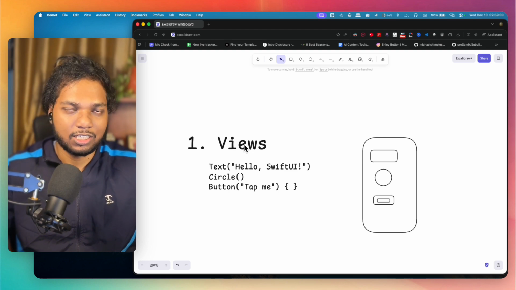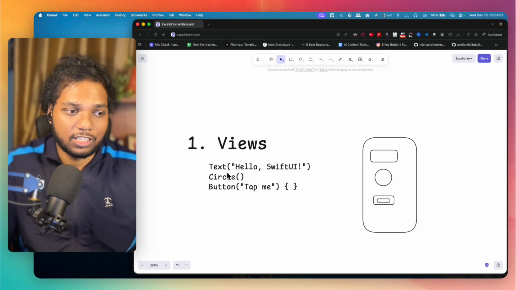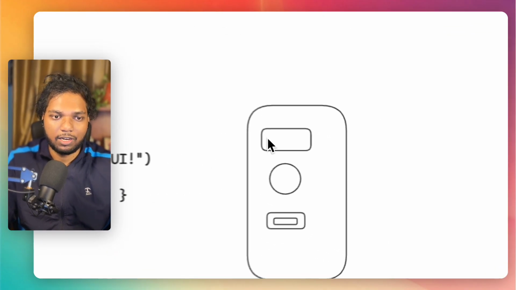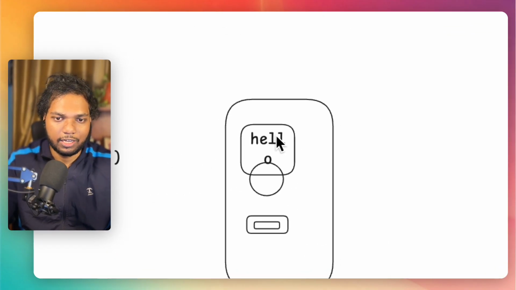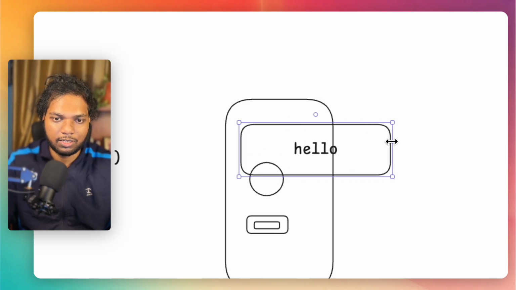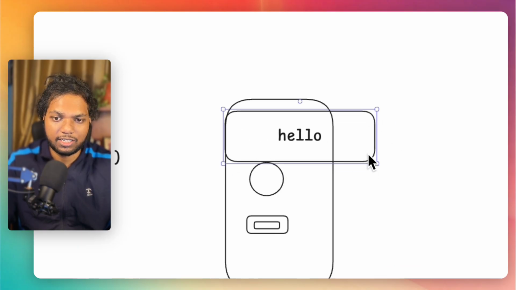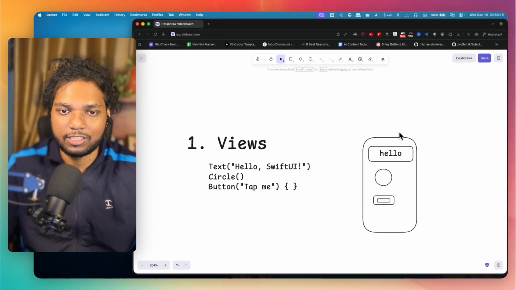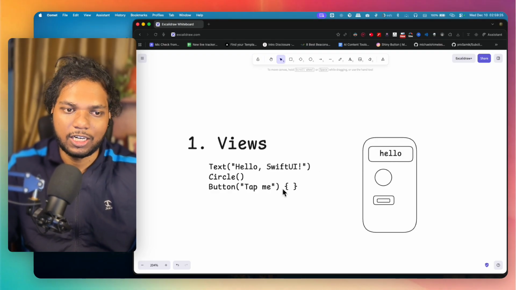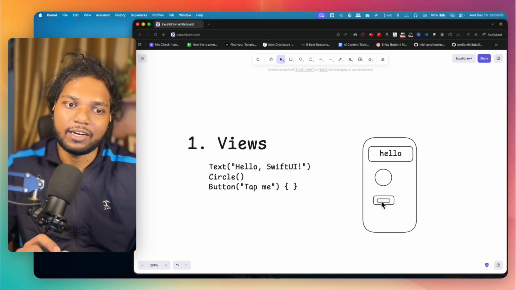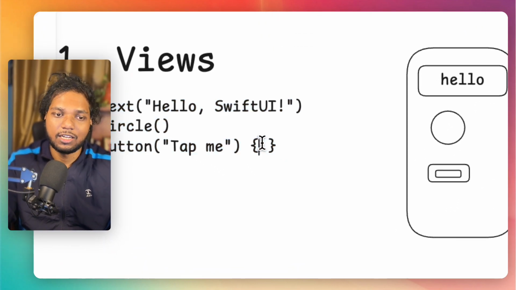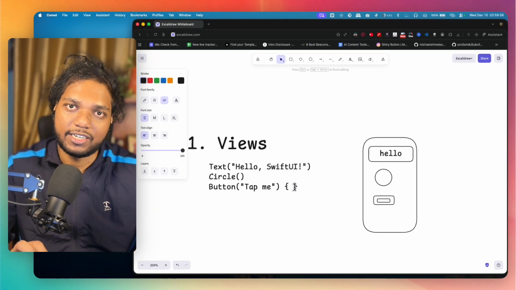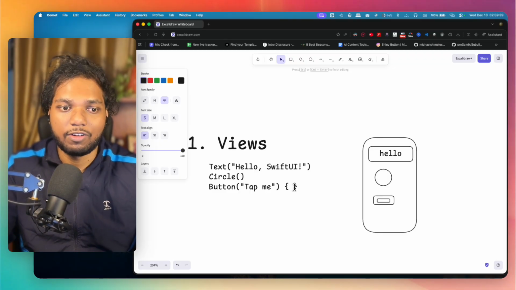As the name suggests, views are those. So what are the different views? For example, there is text. If I write hello here, consider this is in my iOS application, and if I do Hello SwiftUI and it appears as this text box, this is again a view. Then there is a circle, which draws the circle. Then a button, Tap me. Tap me is the text on that button, and you can tap that button, and in the curly braces you provide the function of what this button should do when it is tapped.